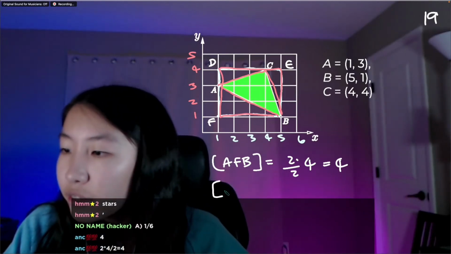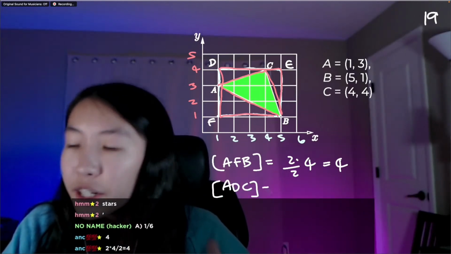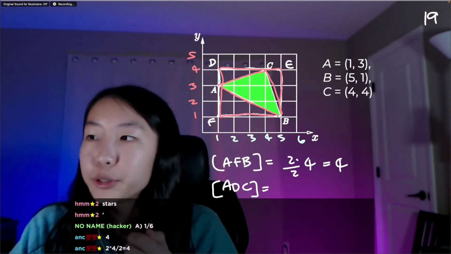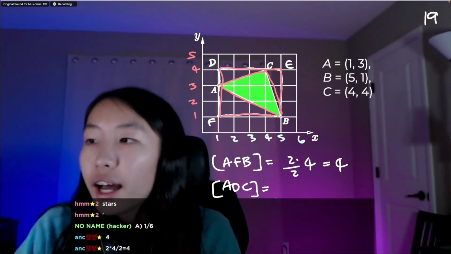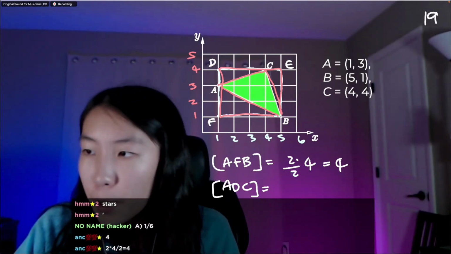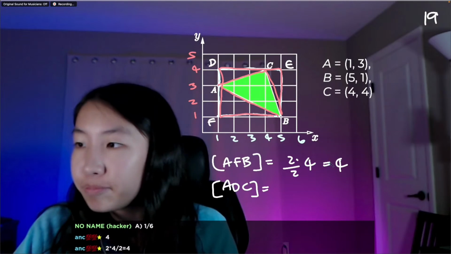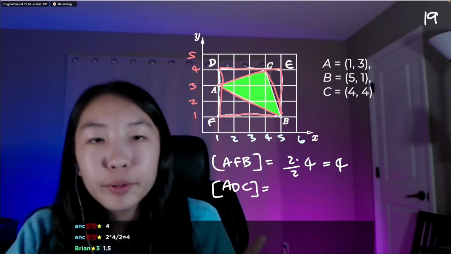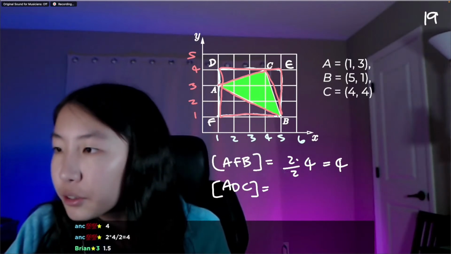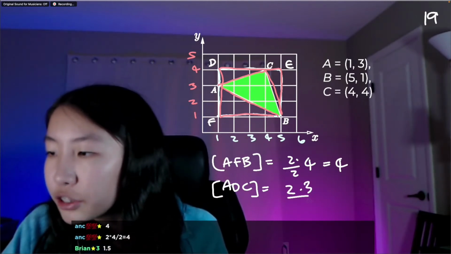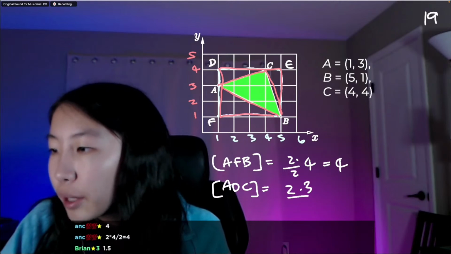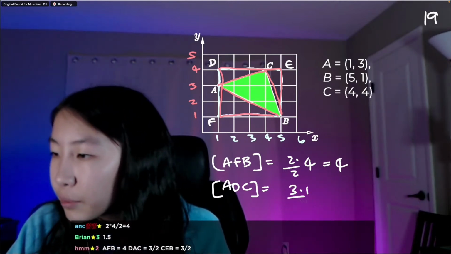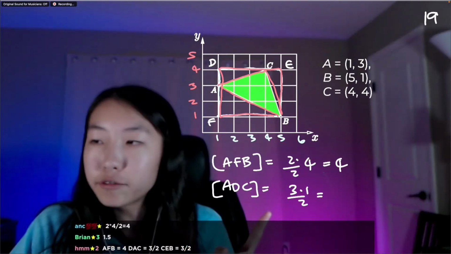And what is the area of ADC? So the red triangle in the upper left corner. We're going to use the base of DC and the height of AD. It's going to be very similar. Okay, yeah, it's 1.5 as Brian says. That's also 2 times 3 over 2. Or actually 3 times 1 over 2, which is 1.5. I'm going to leave it like that for now.